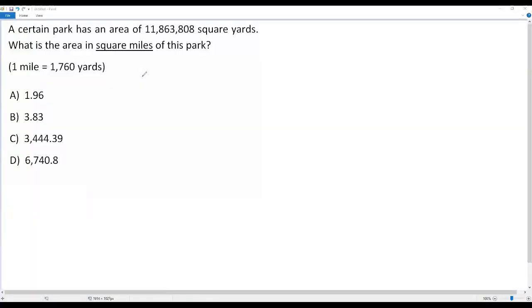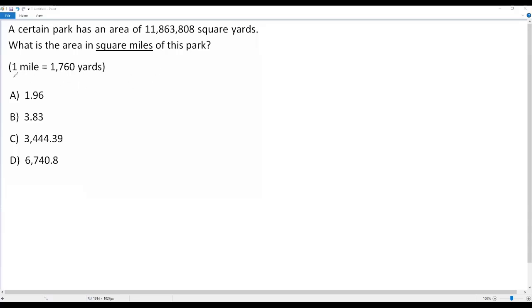Here we have a SAT math question. Okay, let's go to the question. A certain park has an area of 11,863,808 square yards. What is the area in square miles of this park? And also there is information that 1 mile is equal to 1,760 yards.